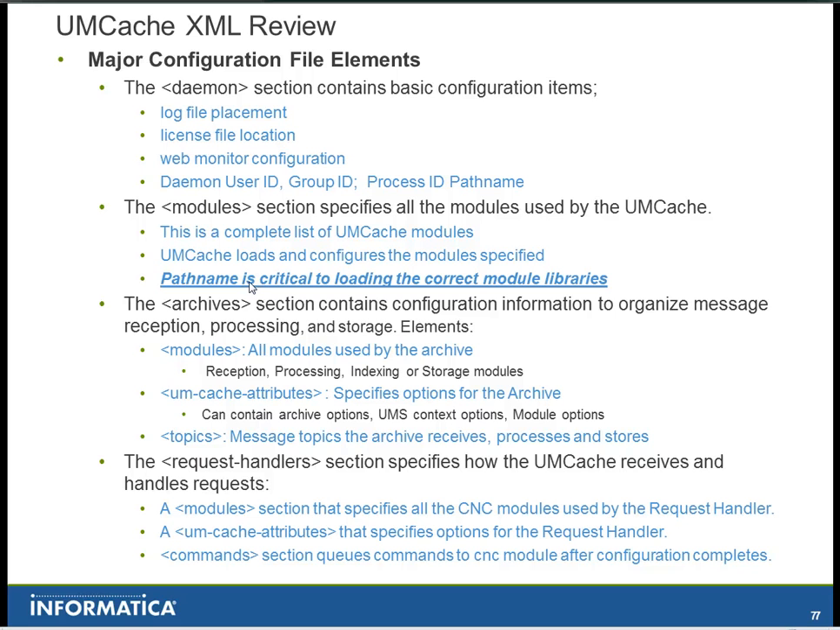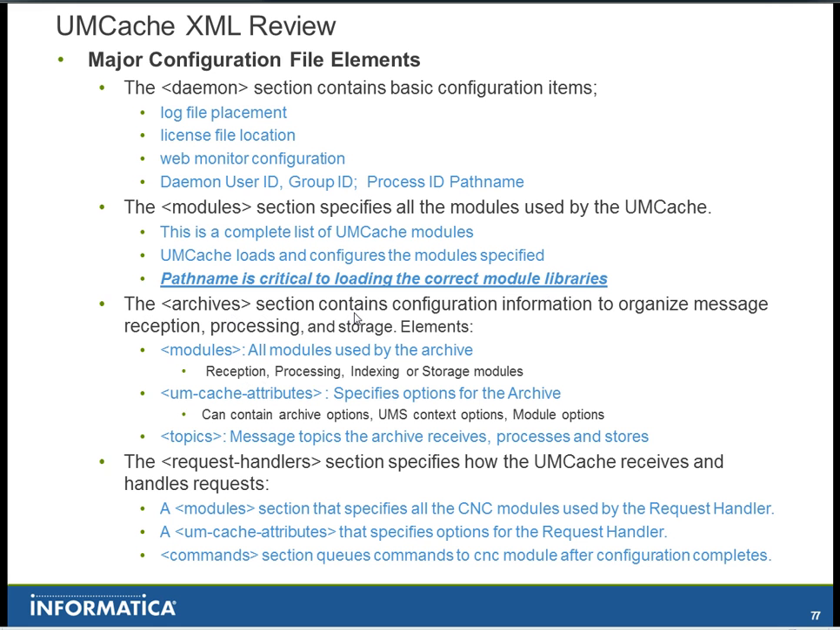This is the XML preview section. There are 4 major sections of the UMCache XML configuration file. There's a daemon section that contains basic configuration items. The modules section specifies all the modules used by the cache. And please note in this section that the path name has to be specified, which is critical for loading the correct module libraries. I make it bold because I've been burned by this.